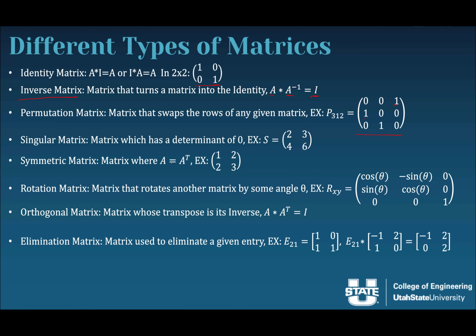The singular matrix has a determinant of 0, and it tells us a couple properties, but that's mostly what it means. If they say find the determinant of a singular matrix, you immediately know it's already 0, right? And again, we'll talk a little bit about the determinant.